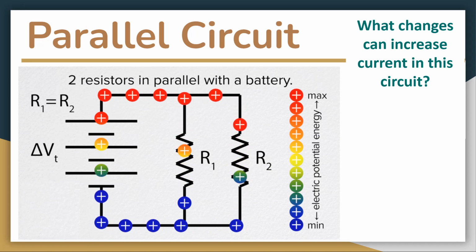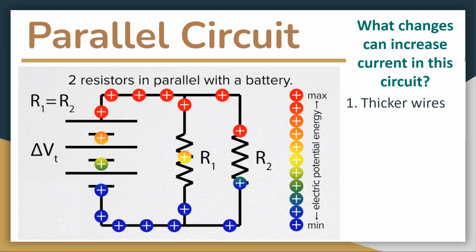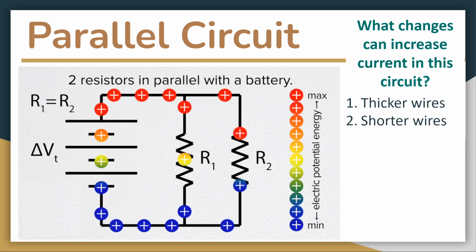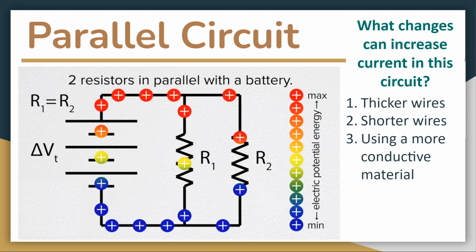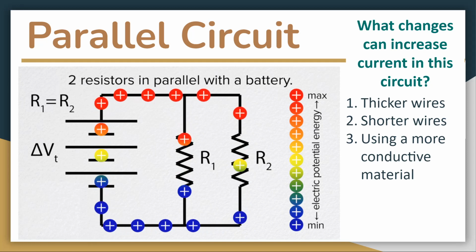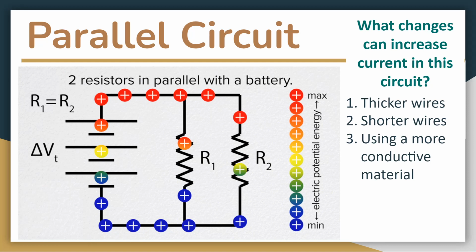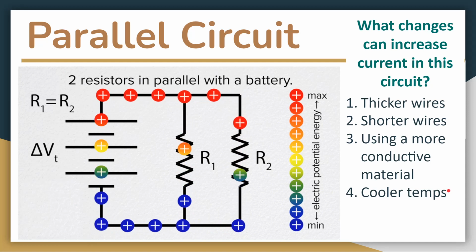So instead of thinner wires, I want thicker wires. That's going to increase my current, decrease my resistance. Instead of longer wires, I want shorter wires. Instead of a less conductive material, I want a more conductive material. So instead of aluminum, I'm going to use silver or copper. Okay. Cooler temperatures, again, things that are going to have fewer collisions. Okay, it means that my current's going to be greater.